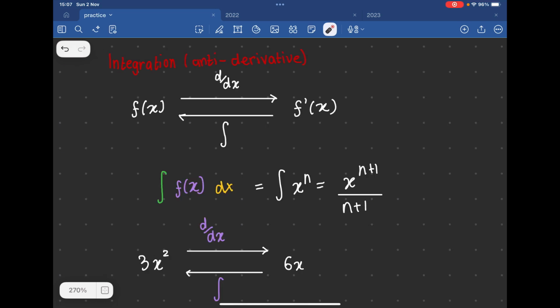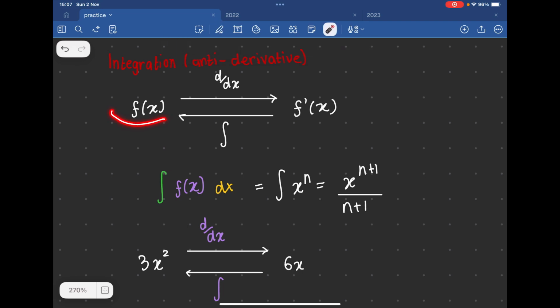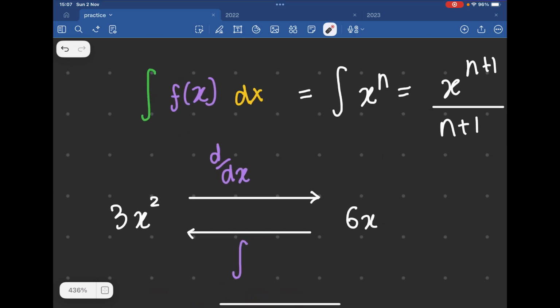Here I just have a fun little diagram in which we are able to visually see the differences between differentiation and integration. So if we have a function, say f of x, and we want to differentiate it, our answer would be f prime of x. And if we were to actually integrate f prime of x, we'd result back to our original function f of x, which we can actually see here.